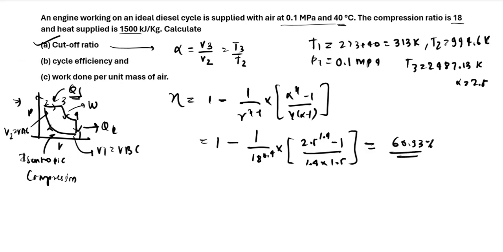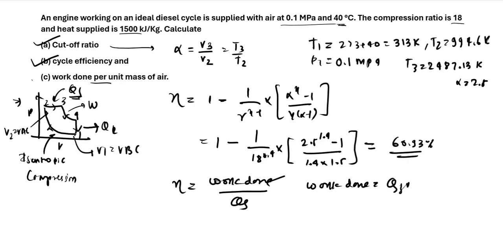And the next thing we have been asked is the work done per unit mass of the air. Efficiency is nothing but the work done divided by heat supplied. So you can easily calculate the work done from here, because we have been given the heat supplied in the question and we now know the efficiency. So work done becomes efficiency into heat supplied, which is 1500 kilojoule per kg given in the question, into 60.93%. It should become 940 kilojoule per kg of work done.